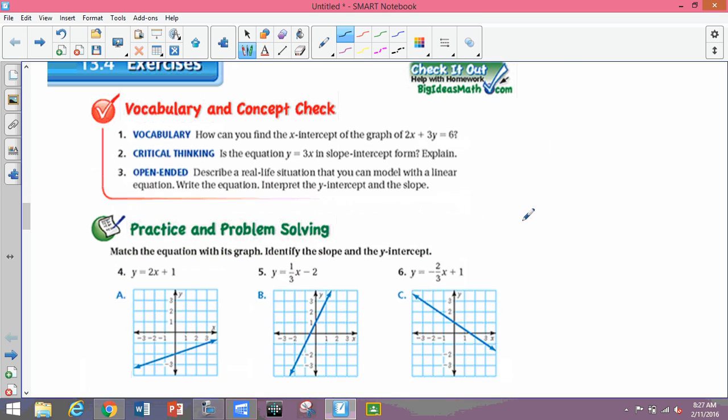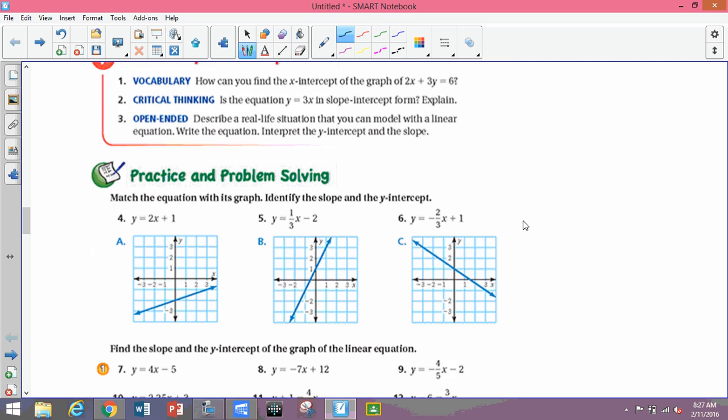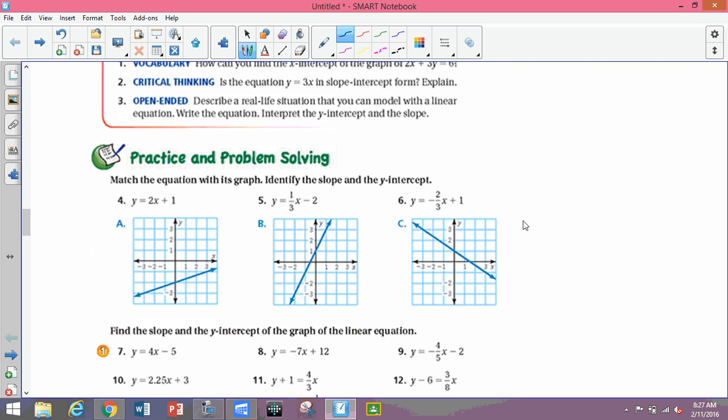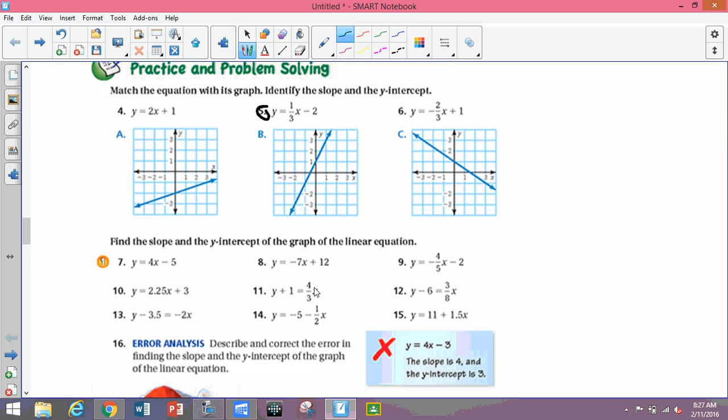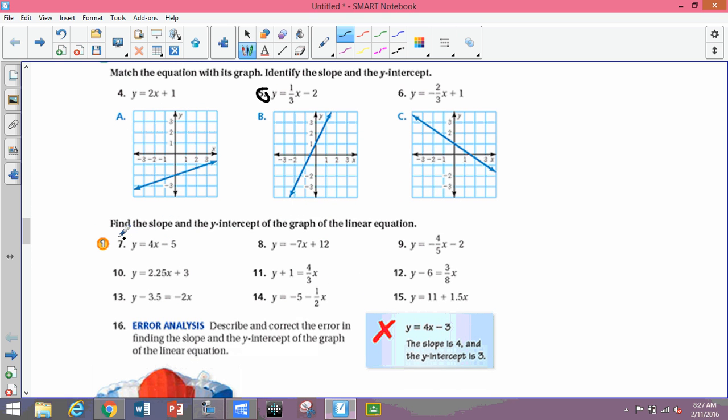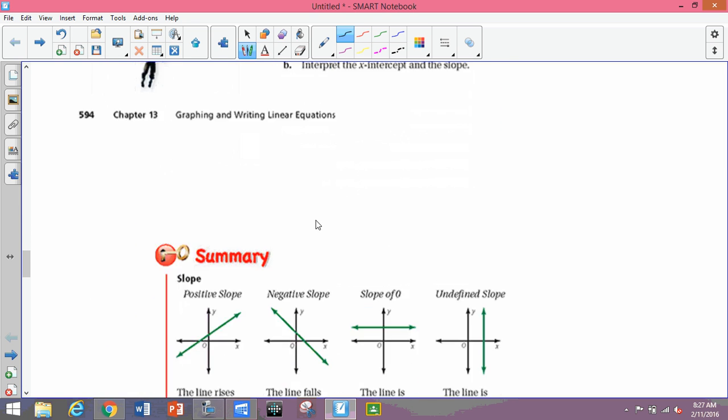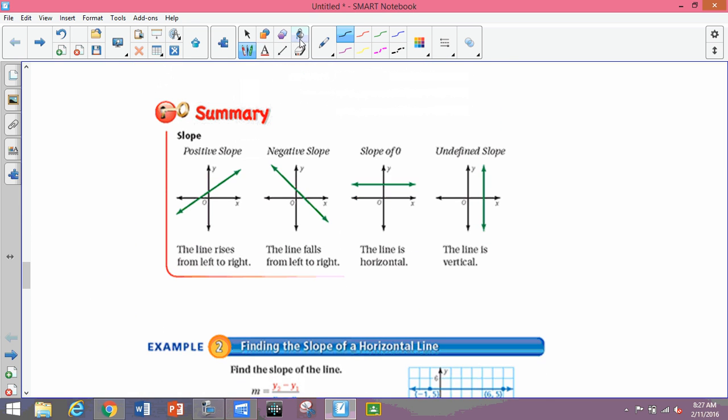Okay, so for practice, I want you to do number 5 and number 7 in your notebook. But I do want to talk to you about a few things before you do that. These are just a few little tidbits of information that I think you need to have in your notes.